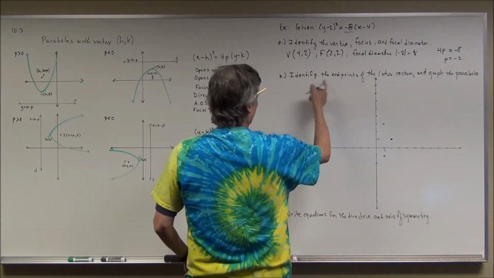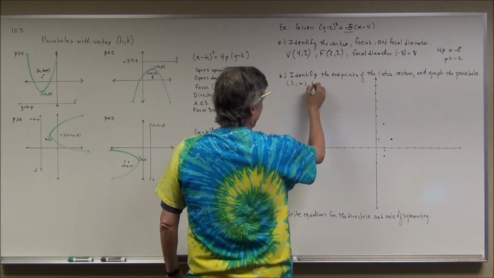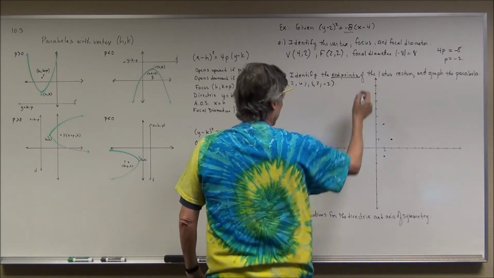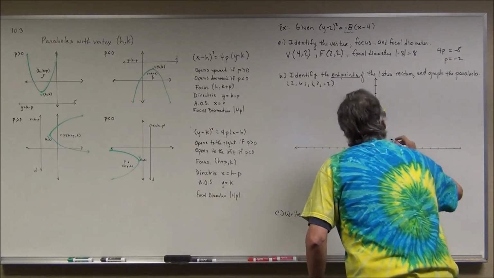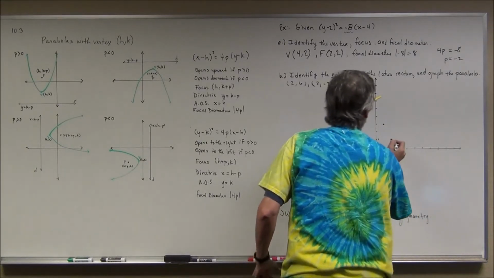By the way, it did ask to identify them. So the endpoints would be at 2, 6, and at 2, negative 2 for the endpoints here. And then try to make a smooth curve out of this.